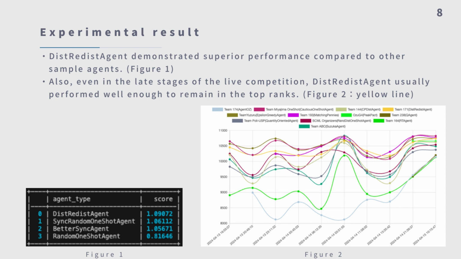Finally, I'd like to inform you about the results of the evaluation experiment. As the result is shown in figure 1, this agent demonstrated superior performance compared to other sample agents. Also, as the result is shown in the yellow line in figure 2, even in the late stages of the live competition, this agent performed well enough to remain in the top ranks.